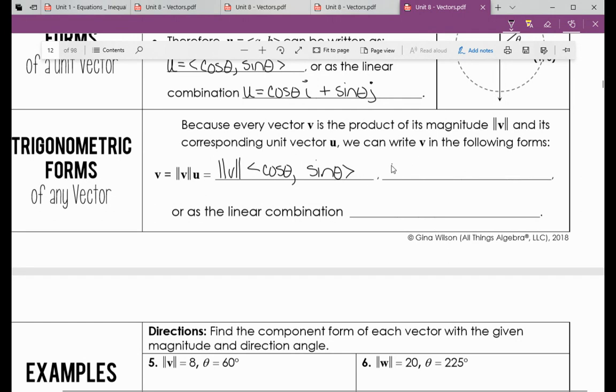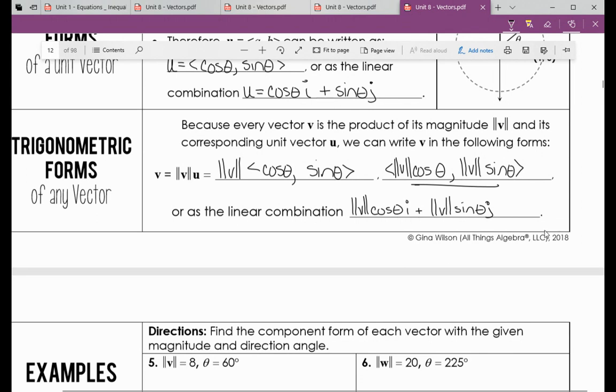This also gives us the option to do the magnitude. You can distribute, because that is a scalar. The magnitude is a number, so it is a scalar, and you can multiply it into the component vector. And then you can take this answer and write it as a linear combination of the magnitude cosine theta i plus the magnitude of sine theta j.